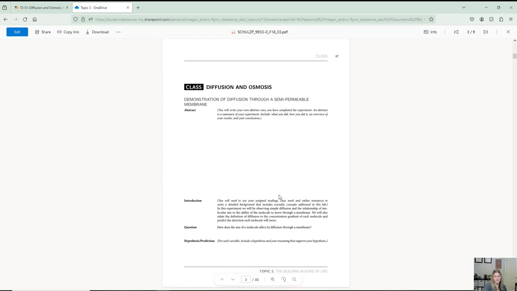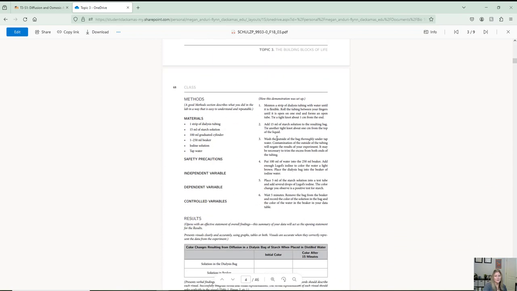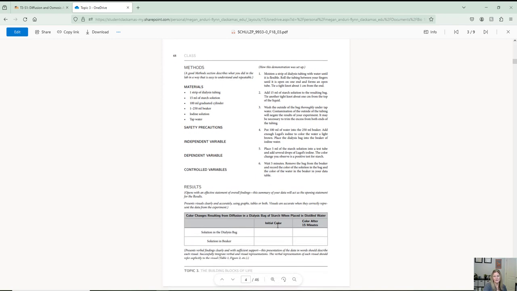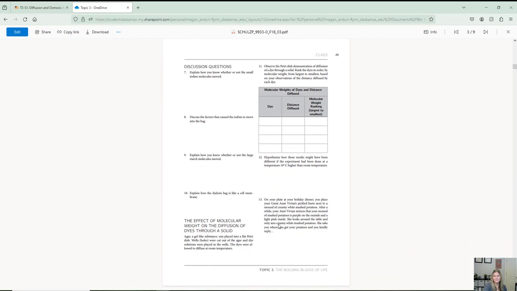We're going to be taking a look at diffusion and osmosis in this assignment. You can read through the information, but just realize that we're not doing this little demonstration. So we don't actually have a dialysis bag and a beaker, and we're not performing this. So you can ignore all of that.